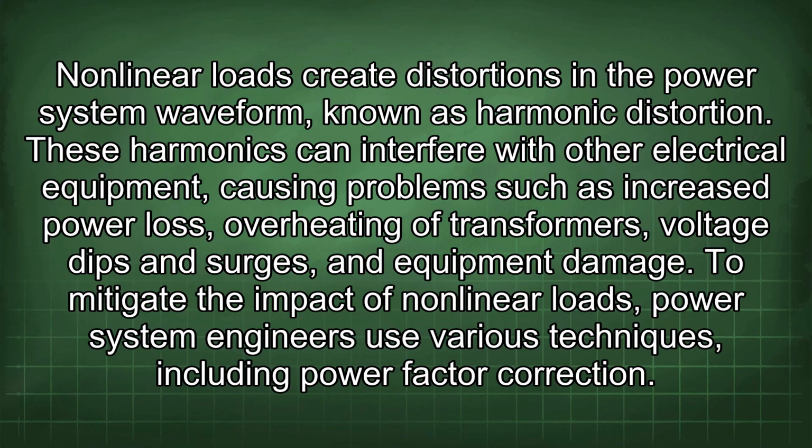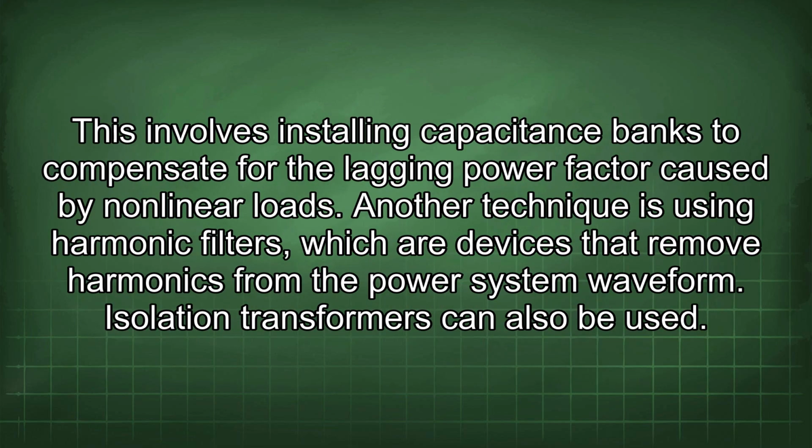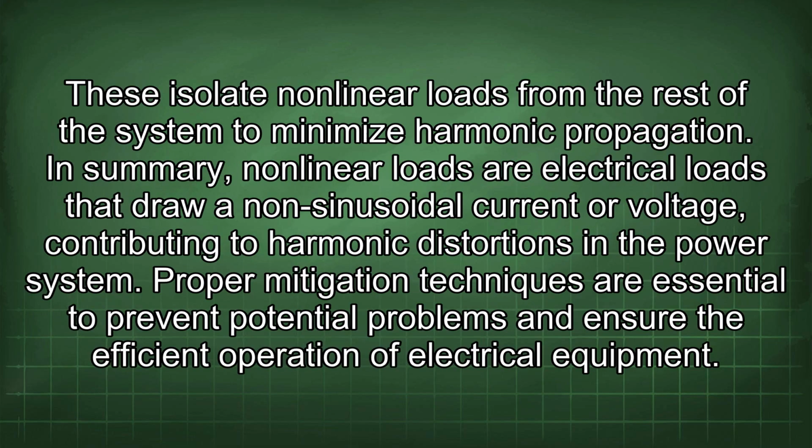To mitigate the impact of nonlinear loads, power system engineers use various techniques, including power factor correction. This involves installing capacitance banks to compensate for the lagging power factor caused by nonlinear loads. Another technique is using harmonic filters, which are devices that remove harmonics from the power system waveform. Isolation transformers can also be used. These isolate nonlinear loads from the rest of the system to minimize harmonic propagation.